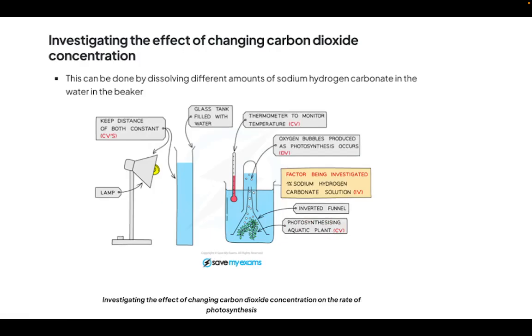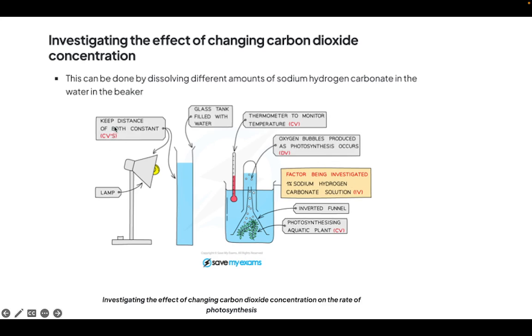Same thing applies to carbon dioxide. Remember, this sodium hydrogen carbonate can be the source of carbon dioxide, all right? So we are going to be changing that, but we are measuring, as always, the dependent variable, bubbles of oxygen. This is exactly the only thing we measure, because that's the result of photosynthesis. Other things will be kept the same. We are changing only that one variable.